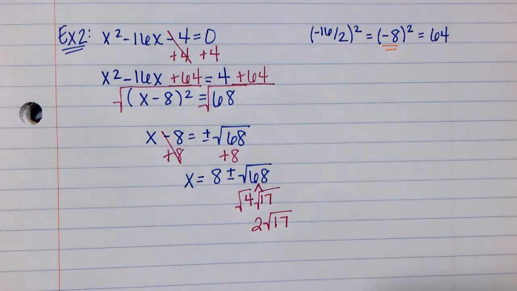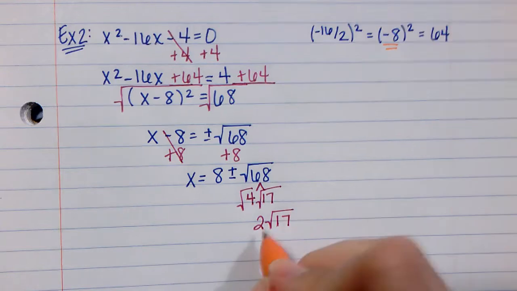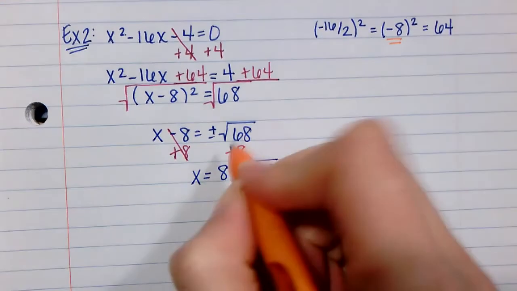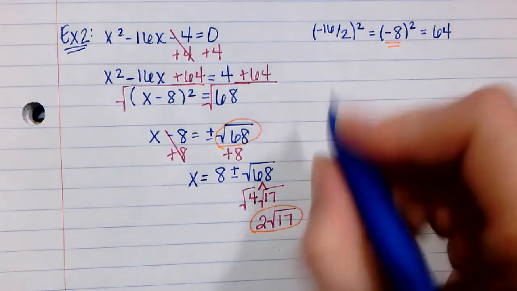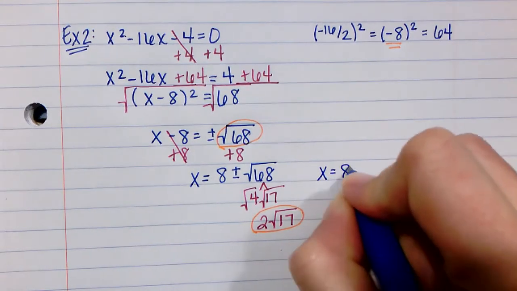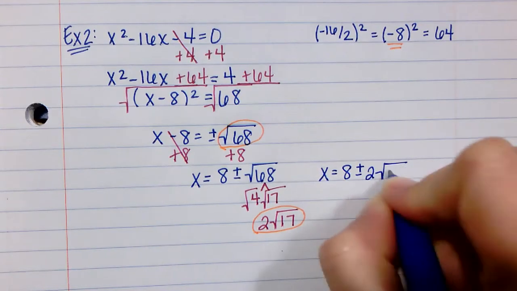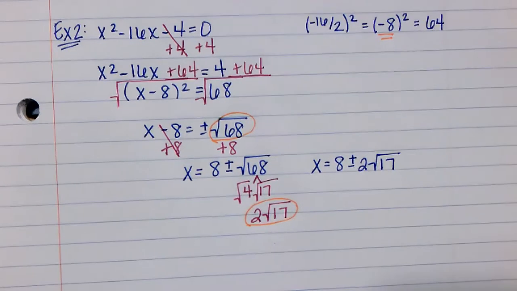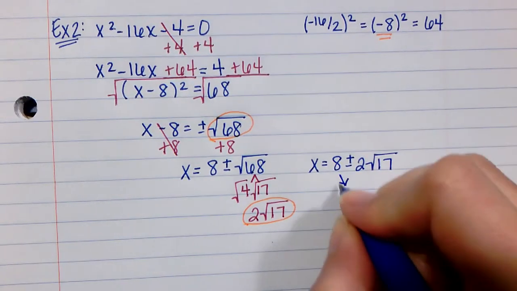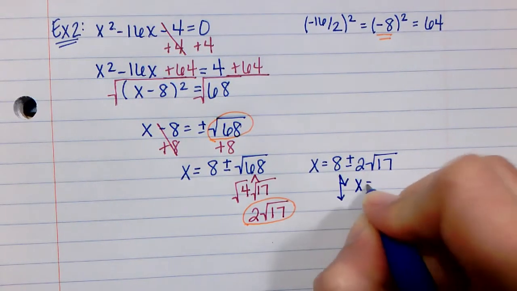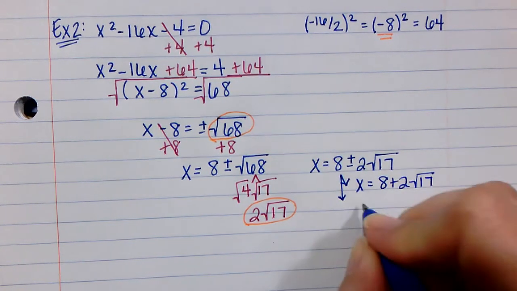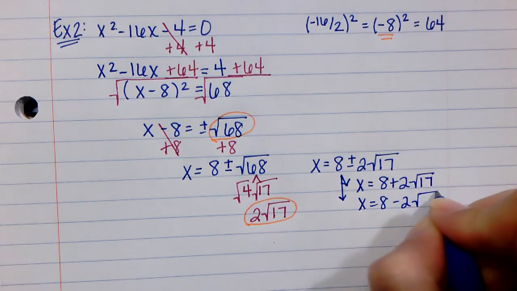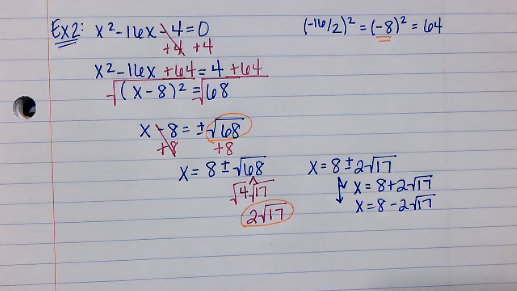So when I rewrite my answer, I am going to replace the square root of 68 with 2 square root 17. So this would give us the answer of x equals 8 plus or minus 2 radical 17. Again, if you want to, you could split it up and get x equals 8 plus 2 times the square root of 17, or x equals 8 minus 2 times radical 17. Either way is fine.